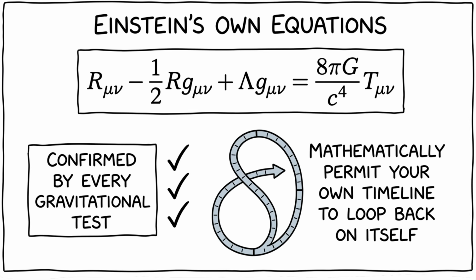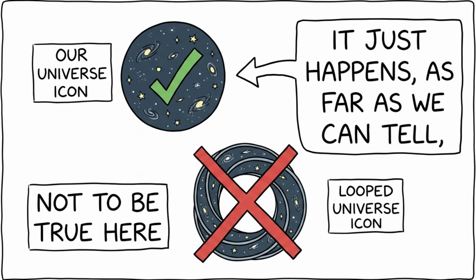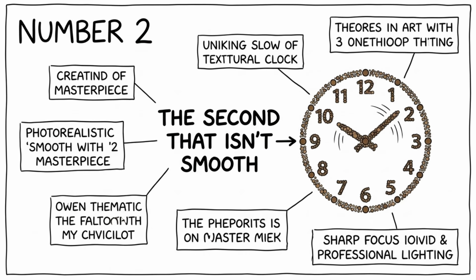Einstein's own equations, the ones confirmed by every gravitational test we have, mathematically permit your own timeline to loop back on itself somewhere in the space of possible universes. The mathematics doesn't forbid it anywhere in the equations. It just happens, as far as we can tell, not to be true here. Why not? If spacetime can loop on the largest scales, some physicists wondered whether time might be granular on the smallest ones. Number 2, the second that isn't smooth.